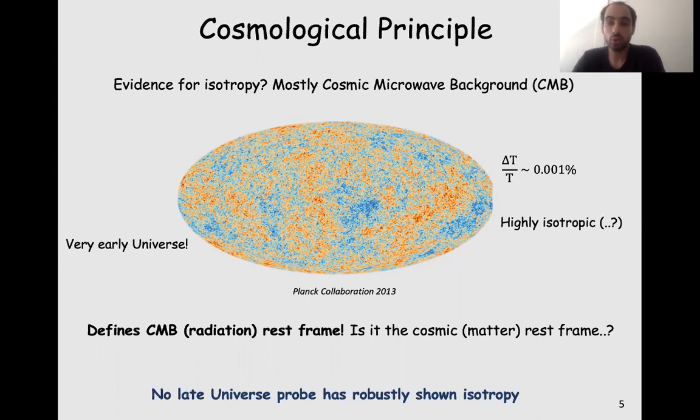When we try to do so, we have discovered that no late universe probe robustly and consistently shows isotropy. So the question is still open. For now, the best approach is to assume isotropy, but nevertheless, we need to test it robustly in order to properly understand the most fundamental assumption we make in standard cosmology.